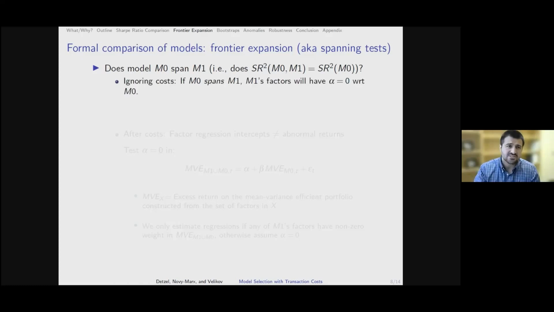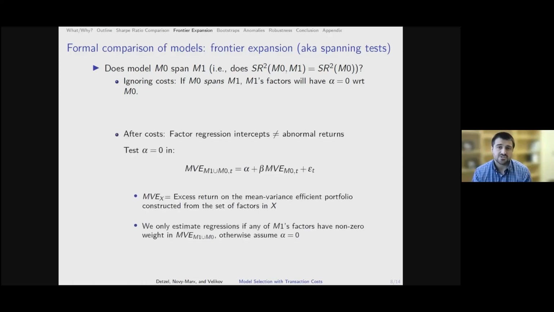Ignoring cost, that's fairly easy to test, and we've done that many times over, right? If one model spans the other, the factors will have 0 alphas. We can test those individually, jointly, and so on and so forth. After cost, however, things are complicated a bit because the factor regression intercepts are not at all the same thing as abnormal returns. Even if the intercept is significant, that doesn't guarantee that we have a replicating strategy.